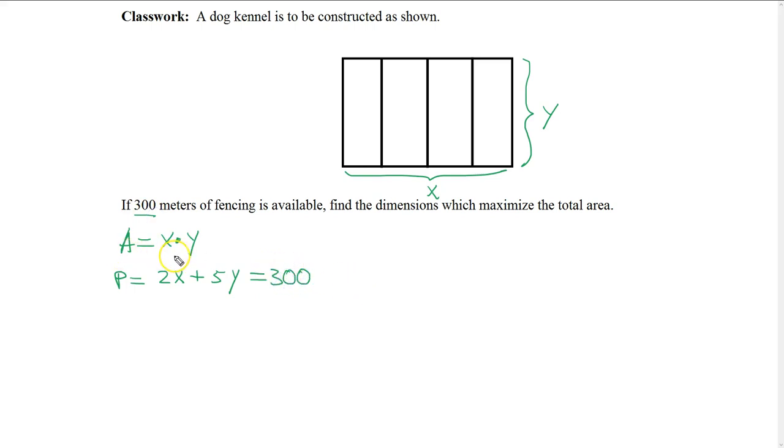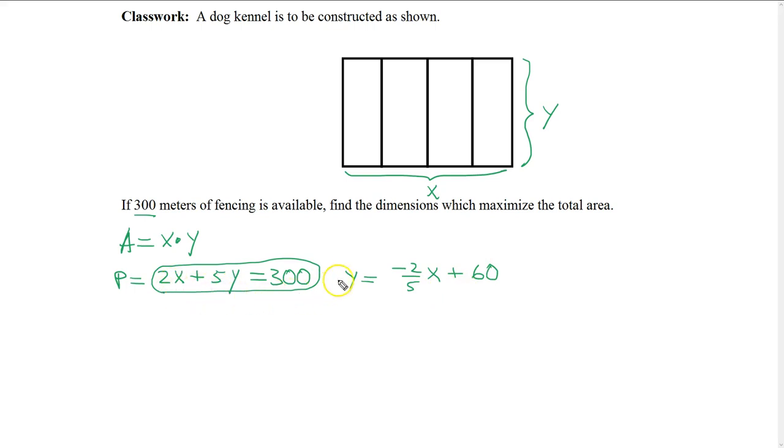So now we want to maximize the area, so we need to get rid of one of these variables, either the x or the y. So let's use this equation right here to write y in terms of x and then substitute in here, and then we can maximize A. So from the perimeter equation here, taking the 2x over to the other side and dividing by 5, we get that y equals 300 minus 2x over 5, so that's what y is in terms of x.